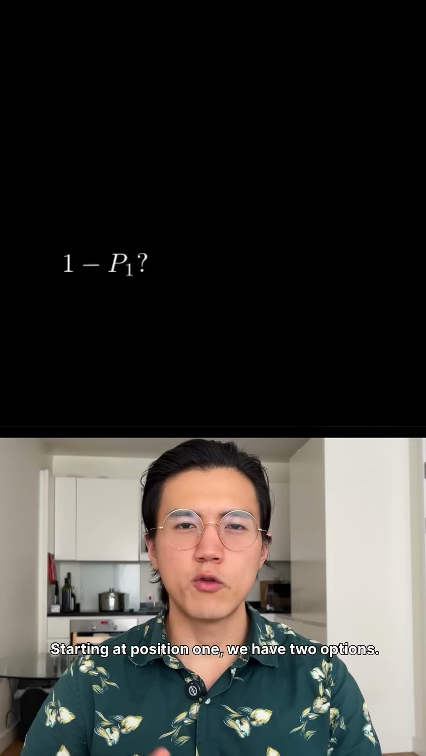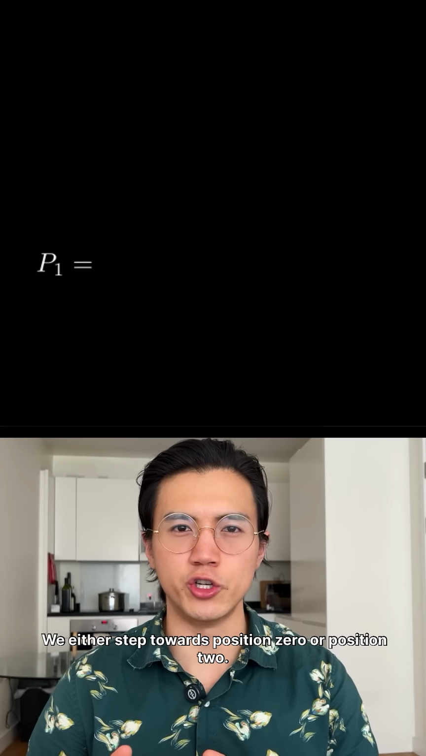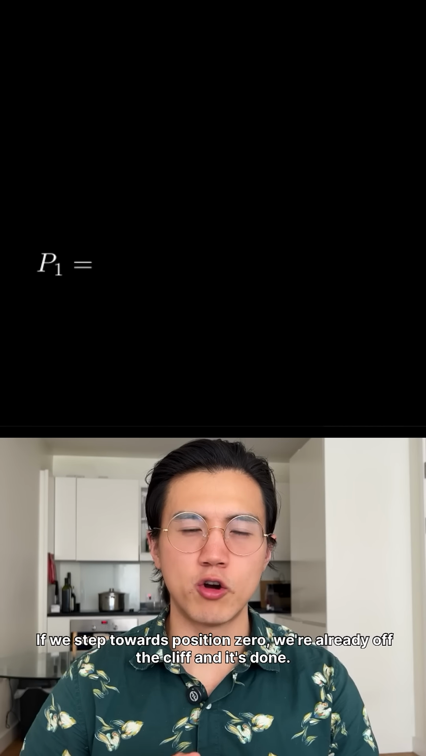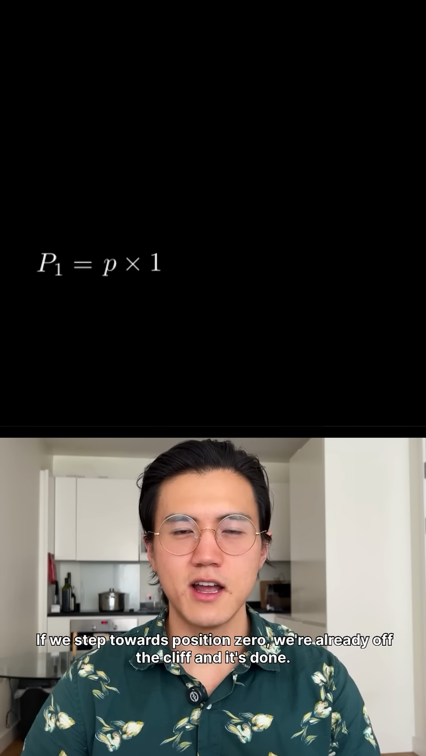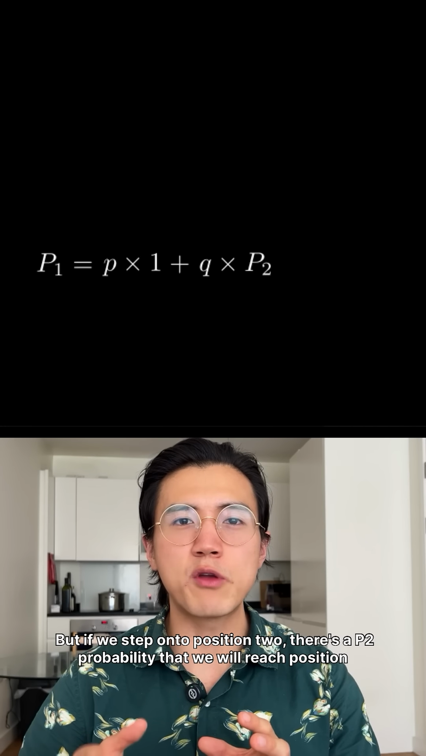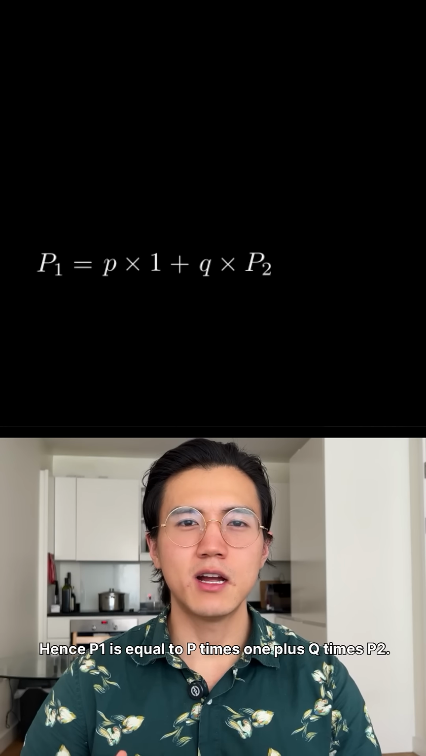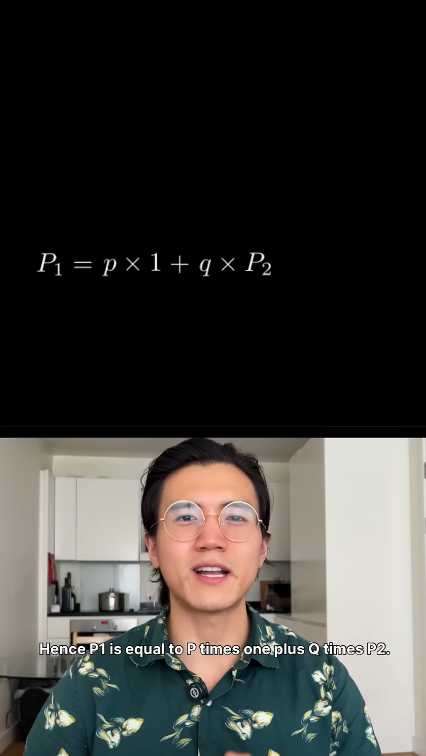Starting at position 1, we have two options. We either step towards position 0 or position 2. If we step towards position 0, we're already off the cliff and it's done. But if we step onto position 2, there's a P2 probability that we will reach position 0 from there. Hence, P1 is equal to P times 1 plus Q times P2.